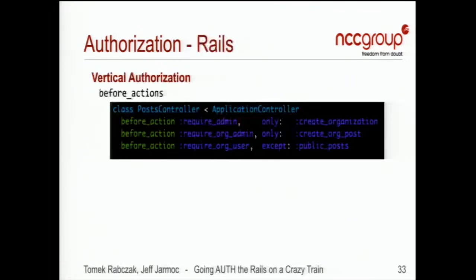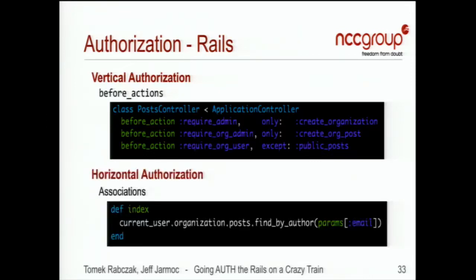So what does this look like within Rails? Vertical authorization tends to be implemented through the use of what are called before actions. Here we have an example controller called the posts controller. The before action just says, if we're looking at the first line here for require admin, run the method require admin only on the create organization action. Or if we're looking at the last one, it says require an organization user for every single action except public posts.